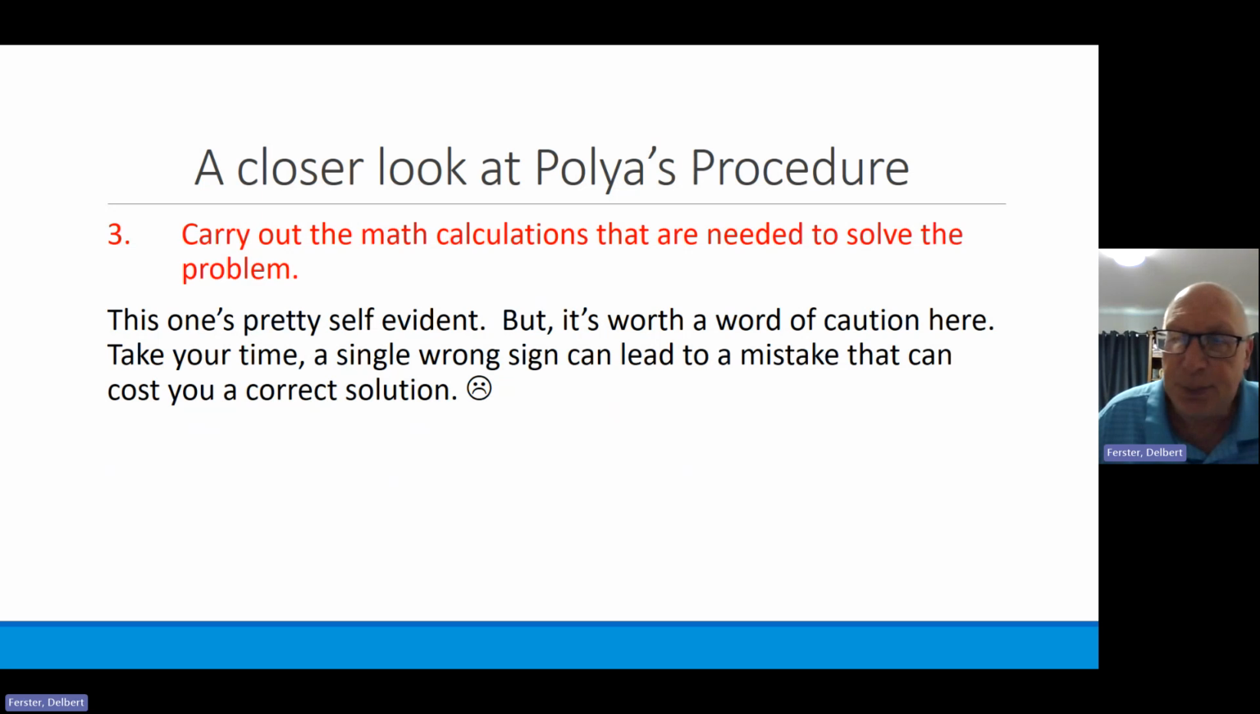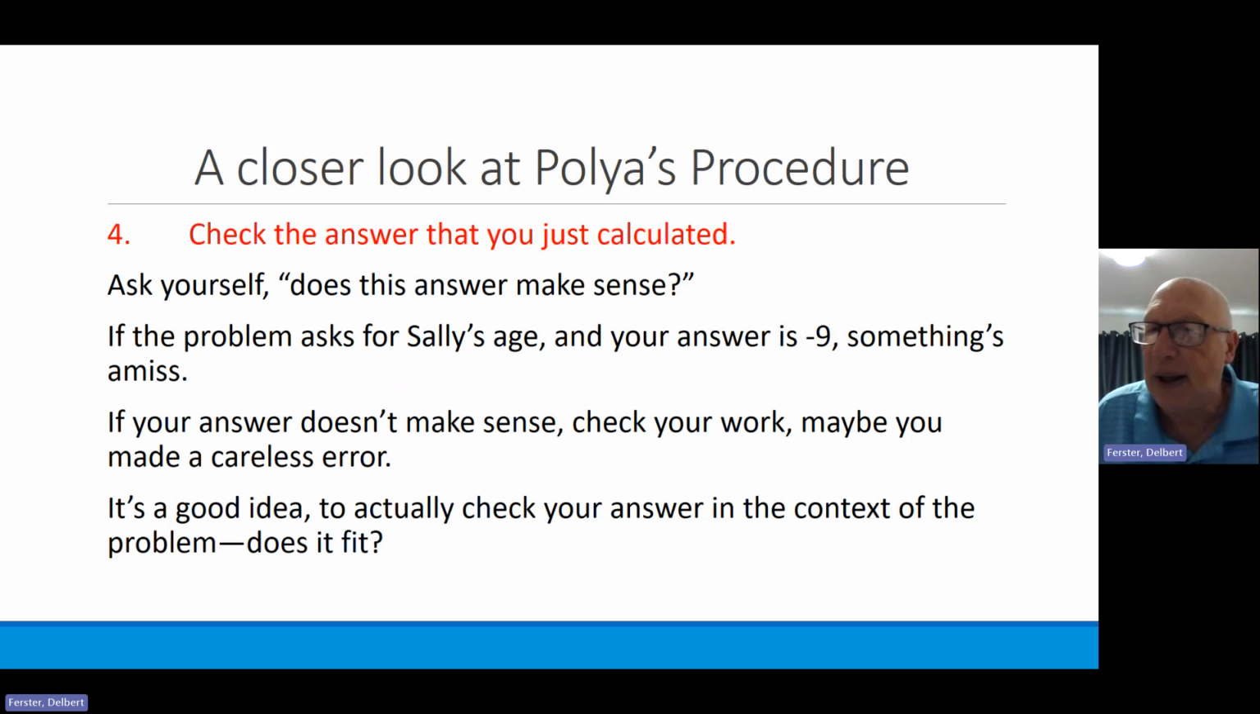All right, certainly this is pretty self-evident, but it's important for me to make certain that you go slowly enough so you don't kill signs here. A bad sign just torches your solution. It doesn't help if you have great skill and then -2 times 5 is 14. That doesn't help us. Step 4 for Polya, does your answer make sense? I mean, if the problem says how old is Aunt Sally and you got like -9, somewhere you're amiss. I don't think we cared about Aunt Sally 9 years before she was born.